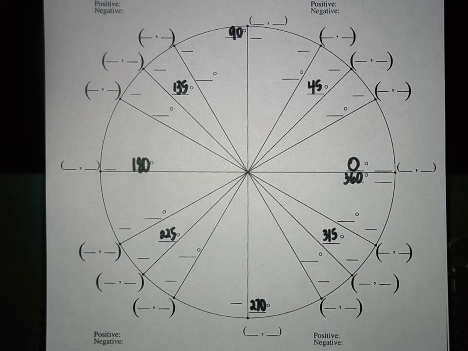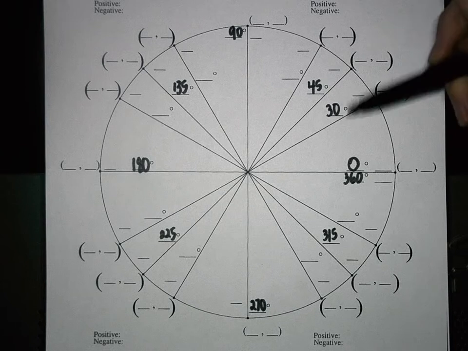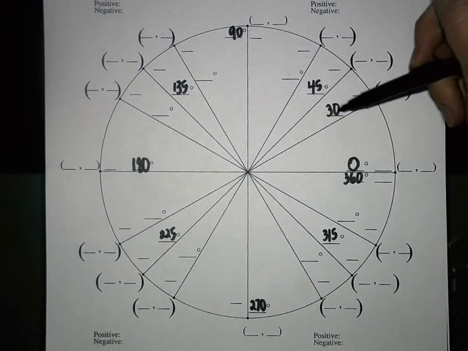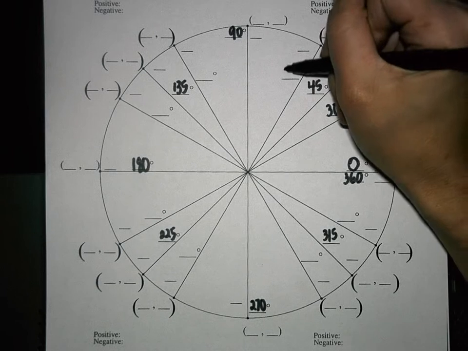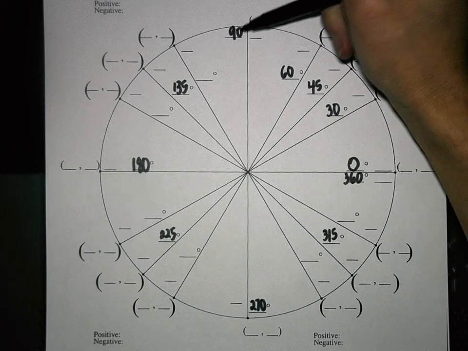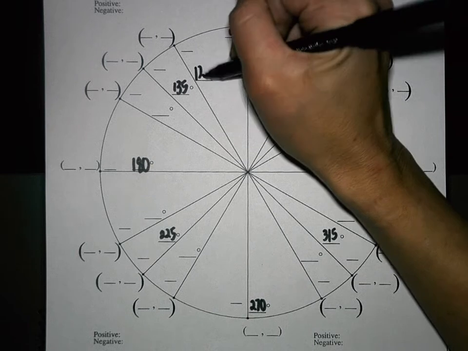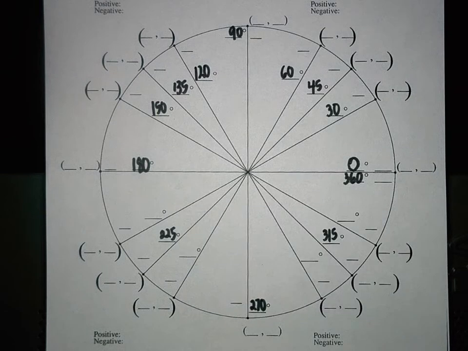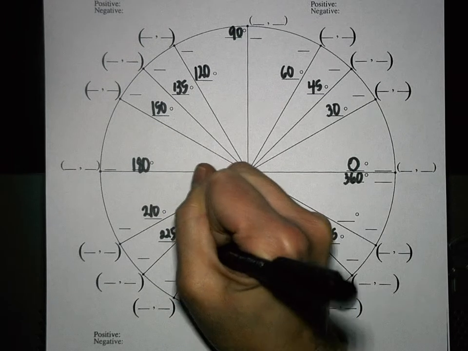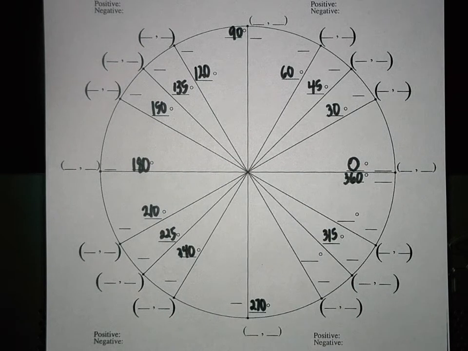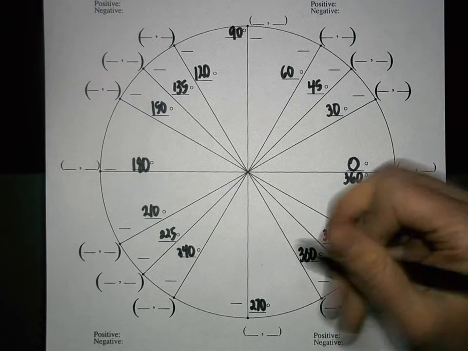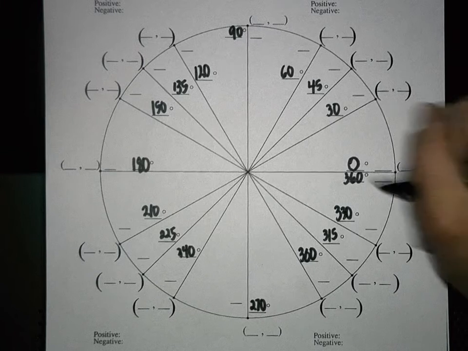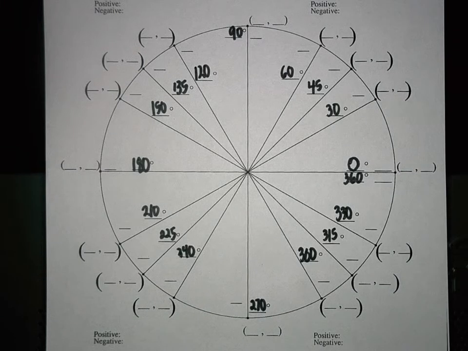Next, we'll put in all of our 30-degree angles. Again, starting at 0, this first one is 30. That makes sense, because 30 comes before 45. When you add another 30 to this, you get 60, which is the next blank. Add another 30, you get to 90. Another 30, we get to 120. Another 30, we get to 150. Another 30 is 180. Another 30 is 210. Another 30 is 240. Add another 30, we get 270. Another 30 is 300. Another 30 is 330. And then we end up back at 360.